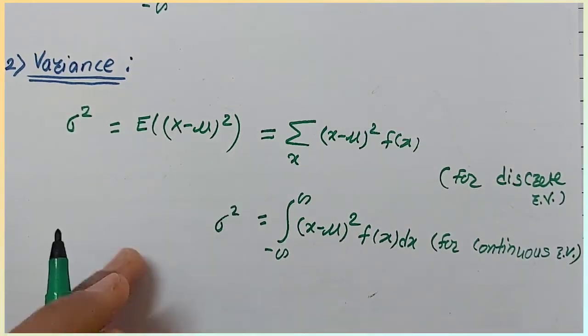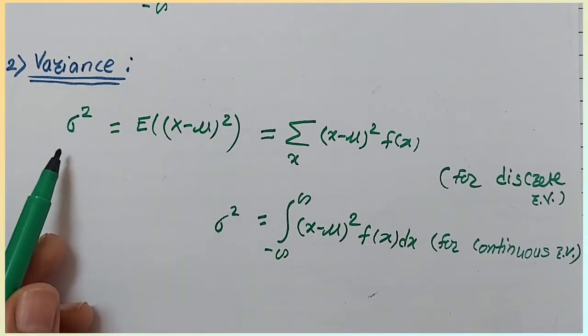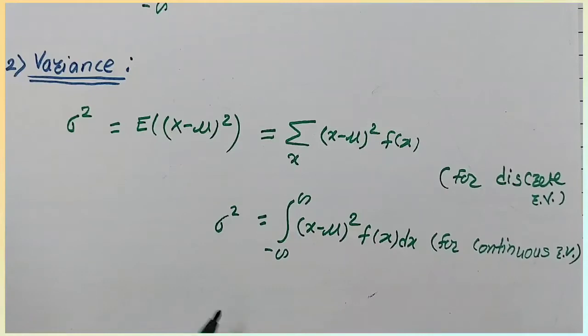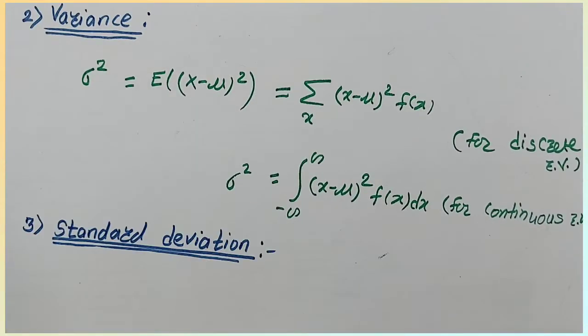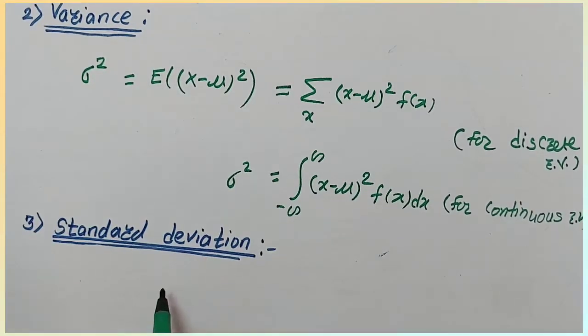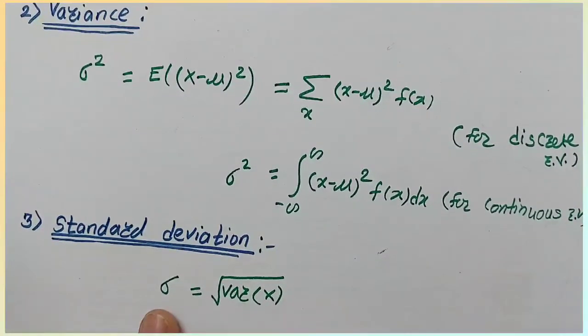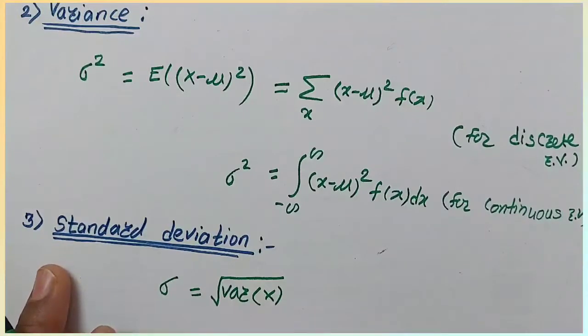Now here sigma square is the variance, and if we take the positive square root of this term, then that is nothing but the standard deviation. So the third term is standard deviation, which is denoted by sigma, and it is the positive square root of variance. The variance we also write as Var of x. The positive square root of variance is sigma, and that is nothing but the standard deviation.